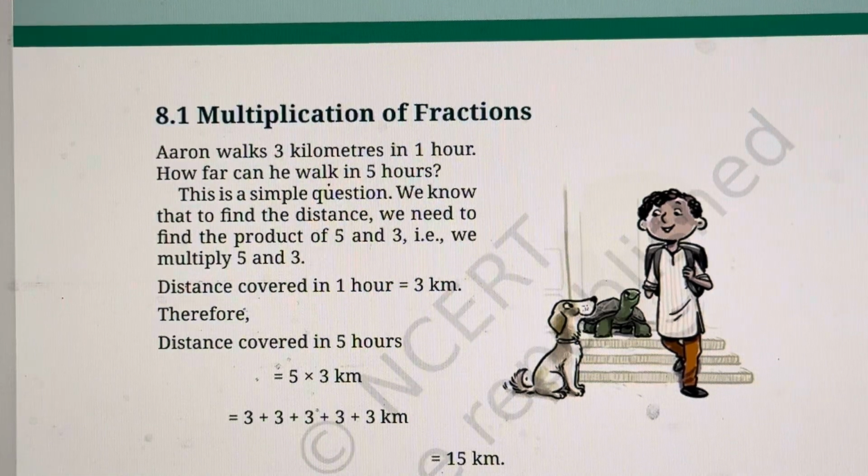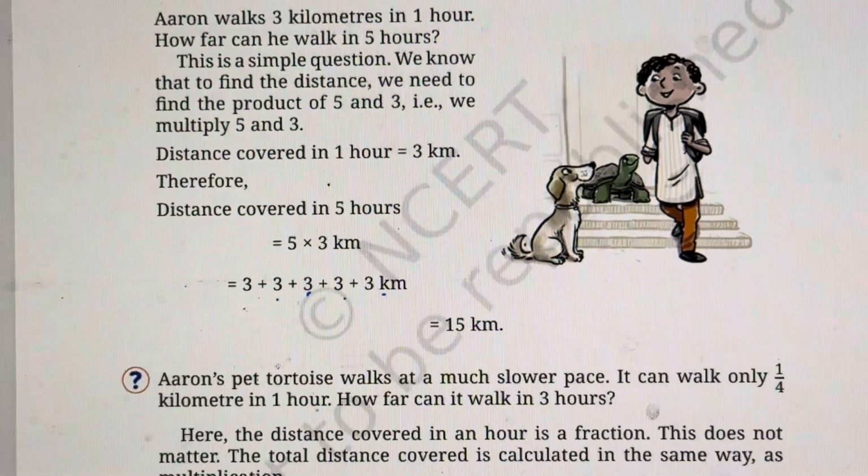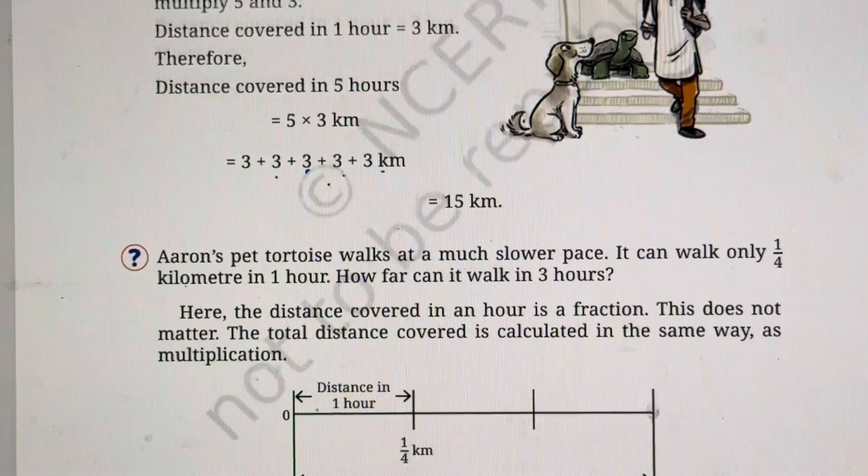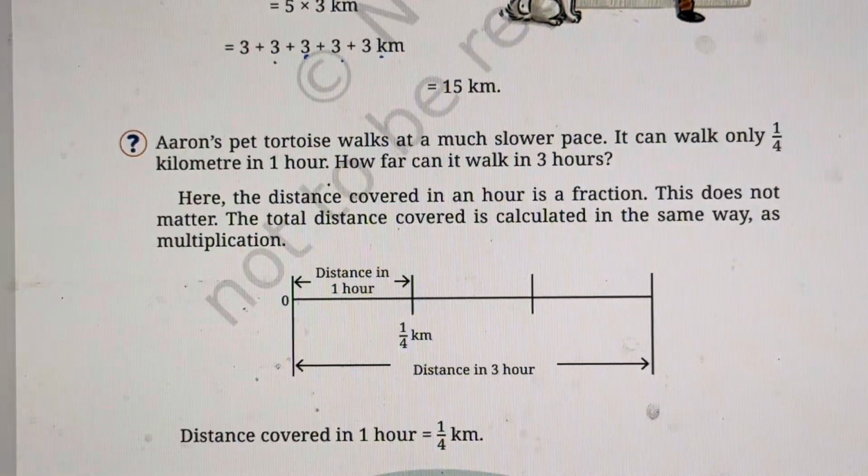Or we can even add 3 plus 3 plus 3, for each hour you add, for 5 hours. This is the first hour, second hour, third hour, fourth hour, fifth hour. So multiplication is as such repeated addition. 3 plus 3 plus 3 plus 3 plus 3 is equal to 15 kilometers. So either you multiply or you add, and you get the answer. Now when the same thing comes with fractions, see the difference.